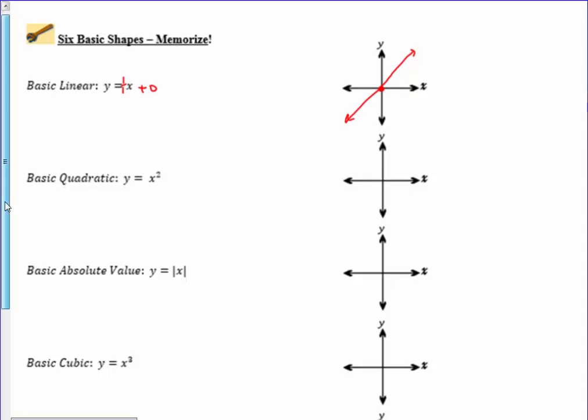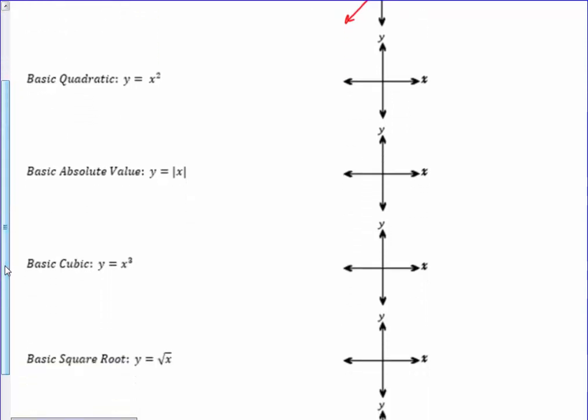The next one is a basic quadratic. Quadratic function means the highest power is 2. Quadratic functions have shapes of a parabola. The basic quadratic, y equals x squared, has a vertex of 0, 0, and it's parabola shaped in the first and second quadrants.